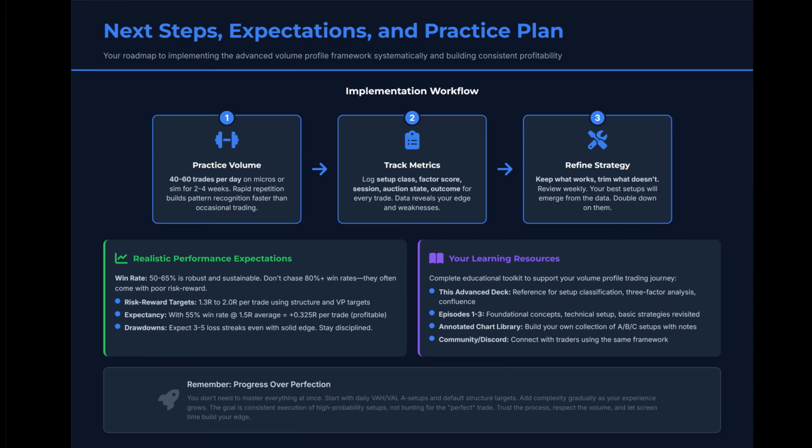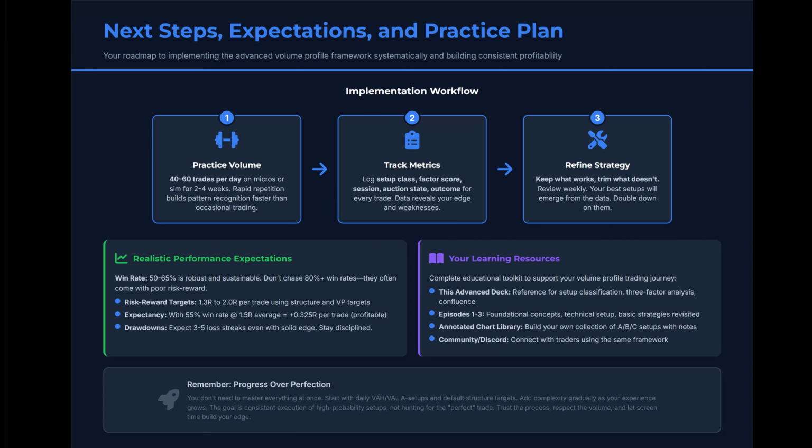Step 2. Track metrics. Log every single trade in a journal or spreadsheet. Document setup class, A, B, or C. Document factor score. Total of 3 factors, 0 to 6. Document session. New York regular hours, Asian overnight, London overlap. Document auction state, balance or imbalance. Document outcome, win or loss, profit or loss in R multiples.